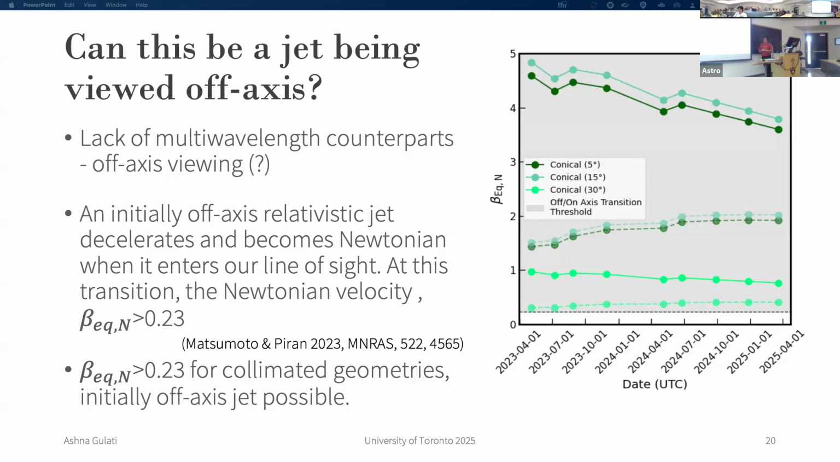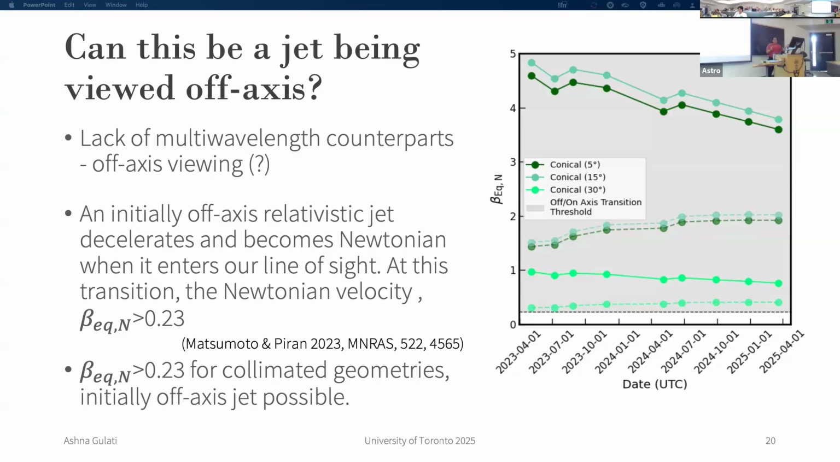Now, there was an obvious lack of multi-wavelength counterpart. So can this be an off-axis jet that we're just viewing now because it's decelerated, will become Newtonian and come into our line of sight? To do that, we can use the Matsumoto and Piran 2023 analysis, where they say that if there was something like this happening, then the Newtonian velocity for this quantity should be above a threshold of 0.23. And I've calculated that for all our ASKAP epochs.